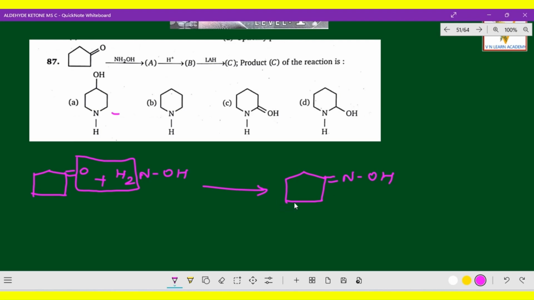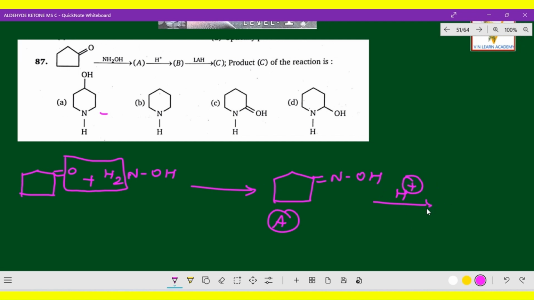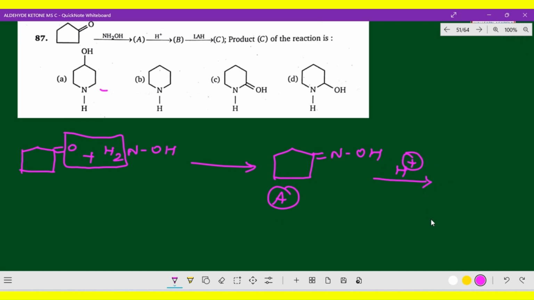This oxime reacts with H plus ion, as mentioned now. So this is the product A, and with H plus ion you'll be getting the product B. What is the product you'll be getting? Here, H plus. Lone pair of electrons are available now, and the lone pair of electrons are attracted towards the H plus ion. So water molecules are released.